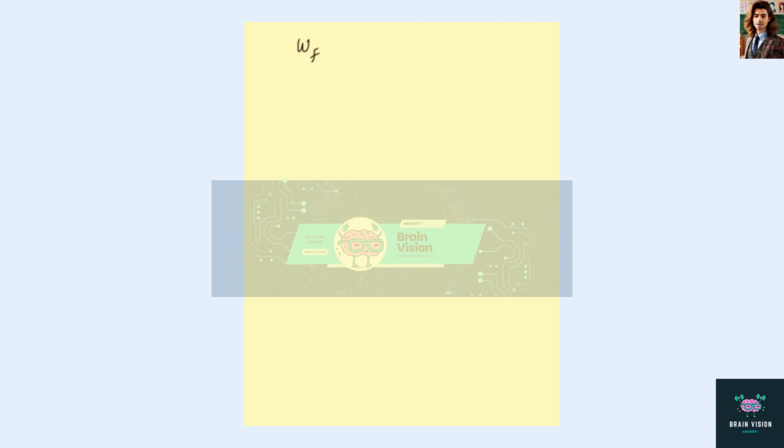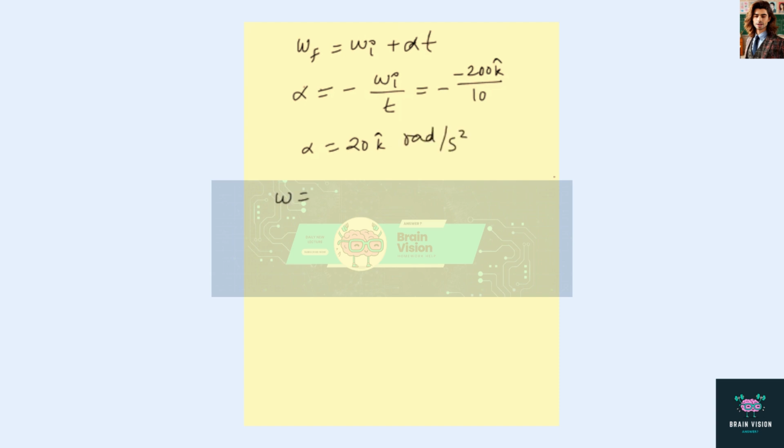Calculating angular acceleration. Writing ω final equals ω initial plus α t, and as ω final is equal to 0, from here α comes out to be minus ω initial divided by t. Okay, and ω initial is equal to minus 200 k cap, and time is 10 seconds. So from here α equals 20 k cap radian per second square.